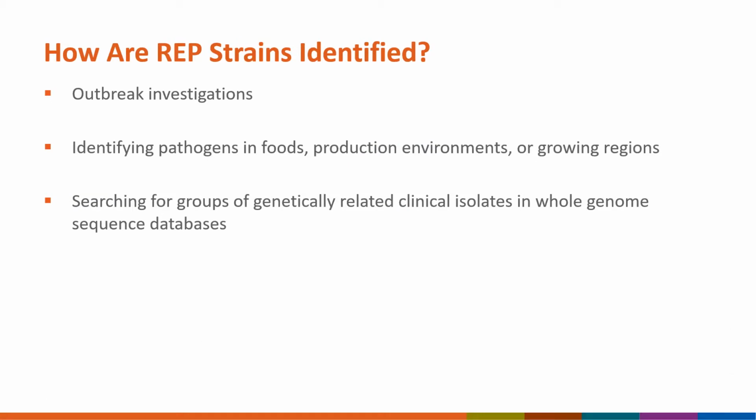So how we identify these strains are from outbreak investigations, identifying pathogens in food production environments or growing regions, and searching our databases for groups of genetically related clinical isolates.